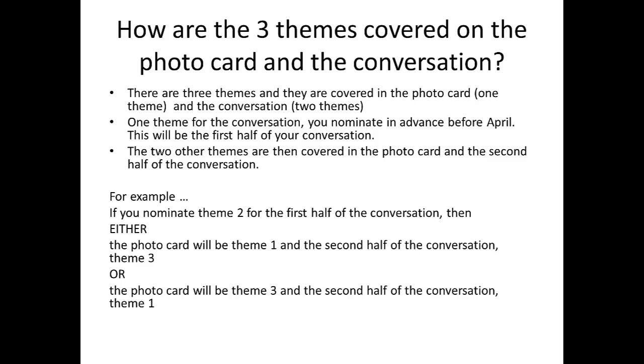Okay, so there are 3 themes, and they are covered in the photo card, one theme, and the conversation, two themes. One theme for the conversation you nominate in advance, before April, and this will be the first half of your conversation. The two other themes are then covered in the photo card and the second half of the conversation. So for example, if you nominate theme 2 for the first half of the conversation, then either the photo card will be theme 1 and the second half of the conversation theme 3, or the photo card will be theme 3 and the second half of the conversation theme 1.